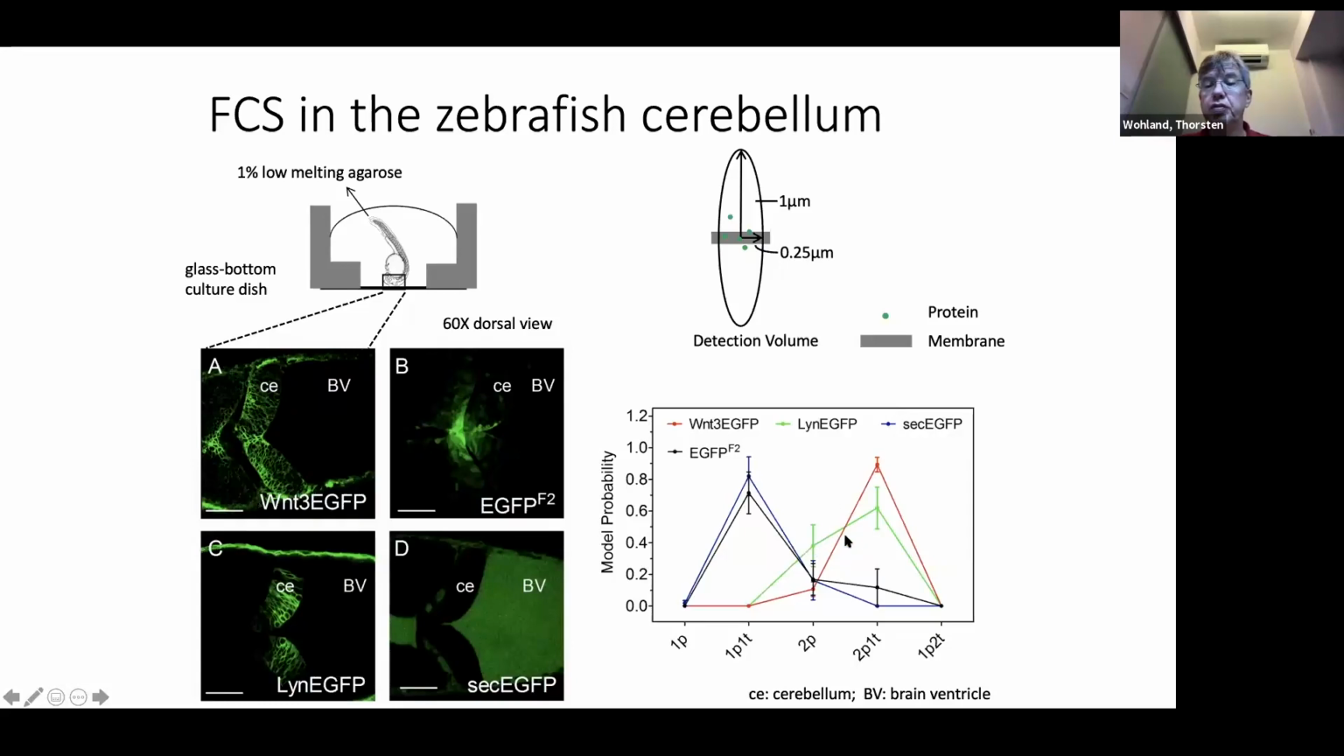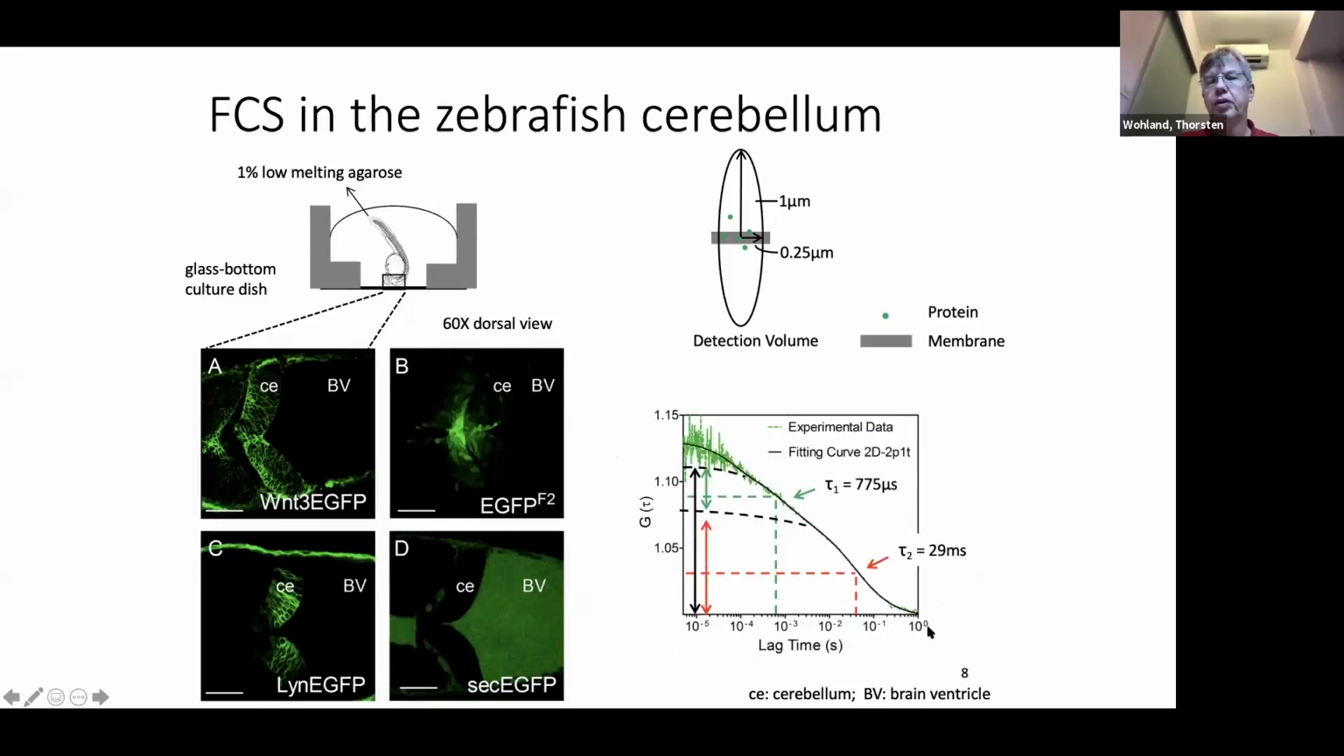If you go for Lyn EGFP, we get the highest probability for a 2-particle model and 1 triplet. That means we see 1 triplet because we see the triplet of the EGFP, but we see the EGFP diffusing with 2 different diffusion coefficients. And for Lyn, I'll show you in a moment, this is probably because we see something on the membrane, and we presumably see something intracellularly. For Wnt3 EGFP, same thing. The highest probability is actually clearly the 2-particle, 1 triplet model, which means we see at least 2 different diffusion coefficients for Wnt3 and a triplet.